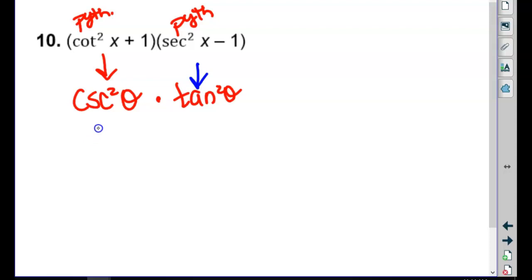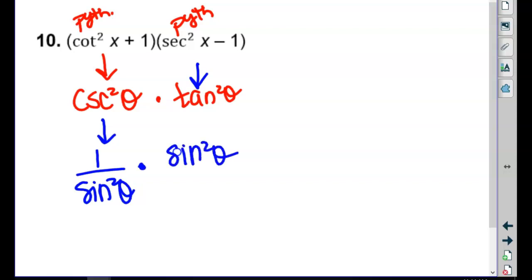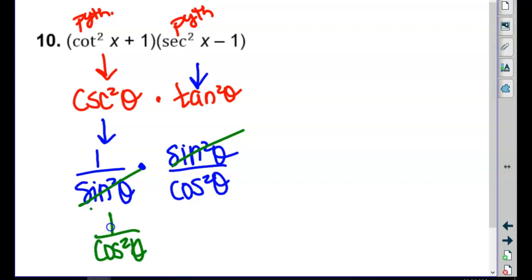So now what? Maybe back to sines and cosines. What is cosecant squared? Tangent squared is a sine squared over cosine squared. So what happens? Because we're multiplying, we can cancel or divide those out. Get 1 over cosine squared, which is a secant squared.